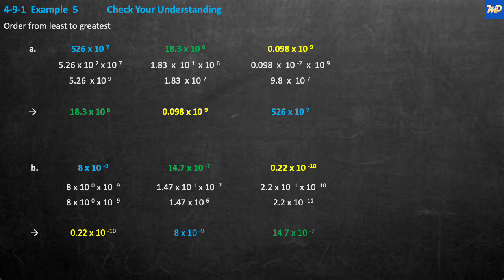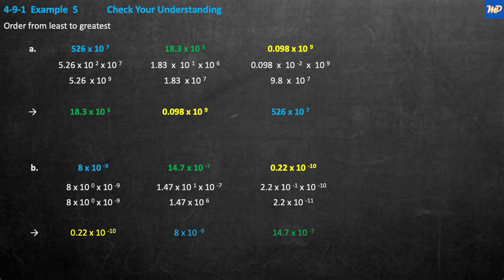We're going to check our understanding. It's the same problem we're doing. I've done all the work. We're just going to talk about it. So here are the 3 numbers they give us: 526 times 10 to the 7th, 18.3 times 10 to the 6th, and 0.098 times 10 to the 9th. So we do the conversion. We take 5.26 here. To get to this, you have to multiply by 100. There's the 100 and the 7. So 2 plus 7 is 9.